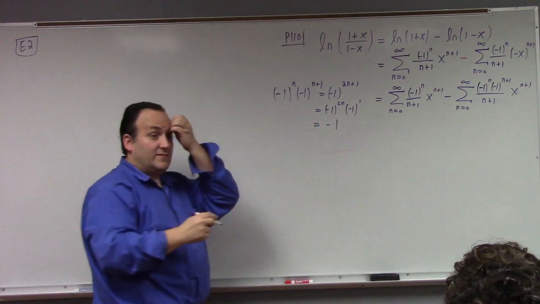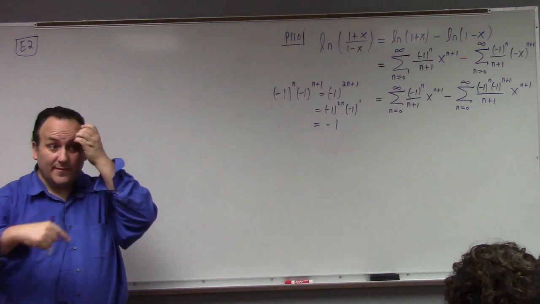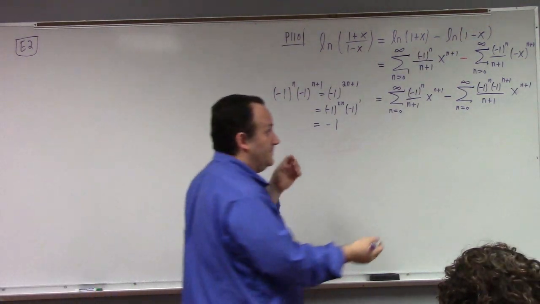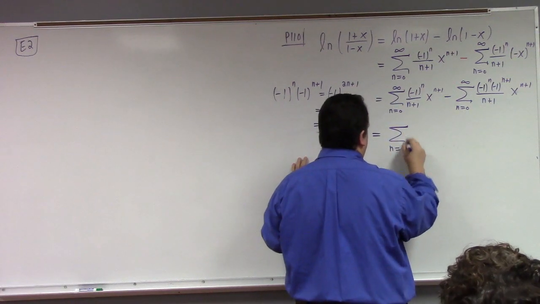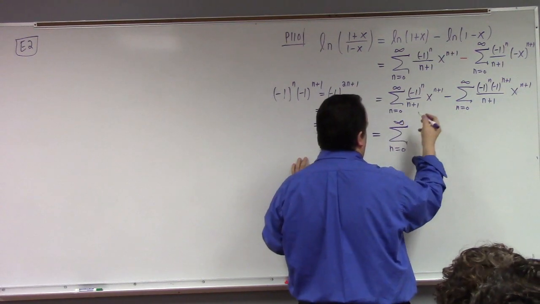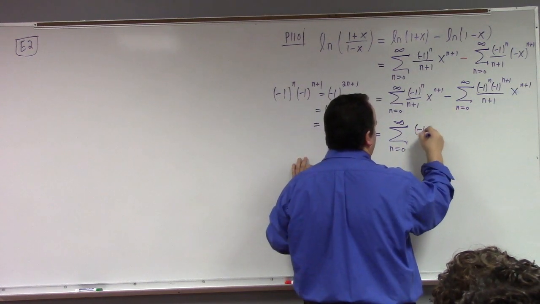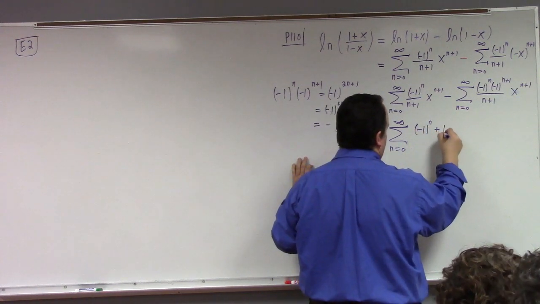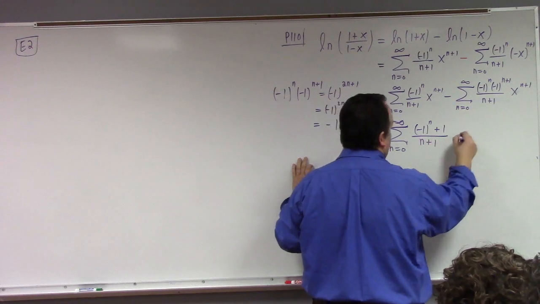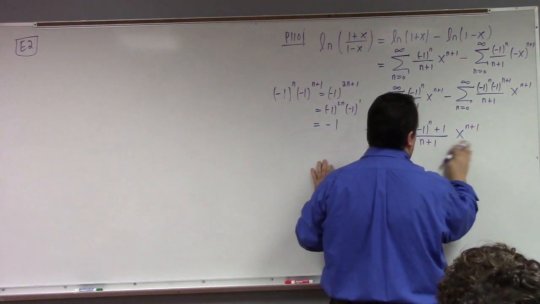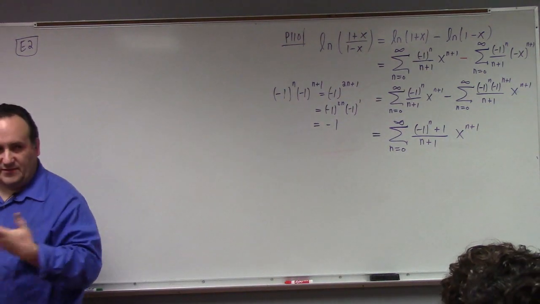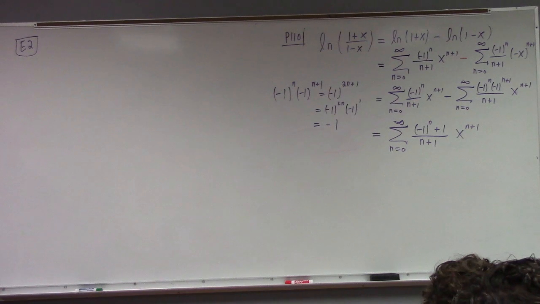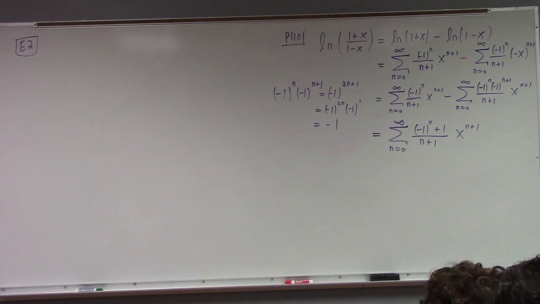So that's the coefficient, right? But there's a minus outside. That minus and this minus gives you a plus, right? So what you get is the sum, n equals 0 to infinity. Ah, man, that's supposed to be infinity, sorry. Minus 1 to the n plus 1 divided by n plus 1 times x to the n plus 1. Now, that's a potential answer for this homework problem, right? But it's not the best answer because it's not simplified.